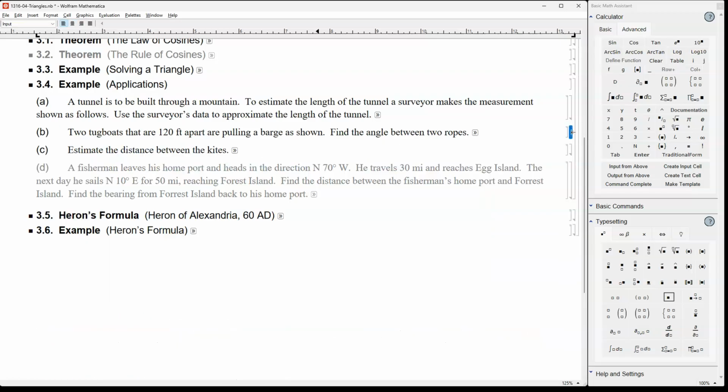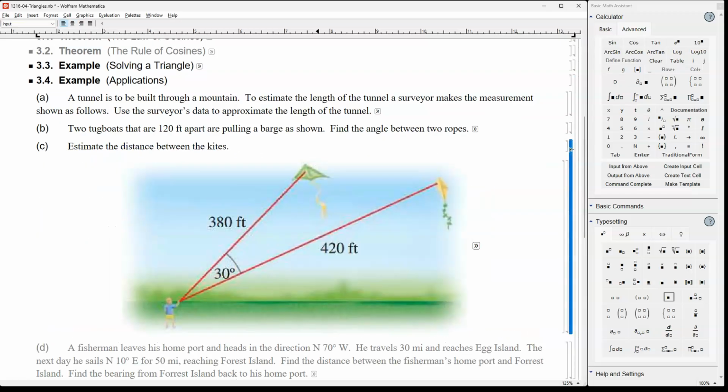Next problem. Estimate the distance between the kites. Again, I don't like this problem very much. This time the dimension is ridiculously long. For this boy, holding kites that far away, 420 feet, 380 feet, not 38 feet and 42 feet. I don't know. Mathematically it makes perfect sense, but I don't know.